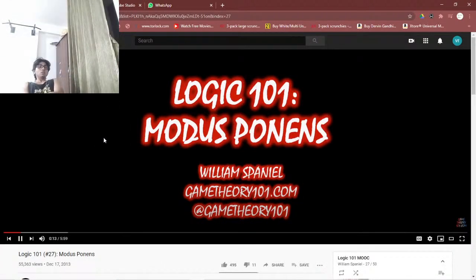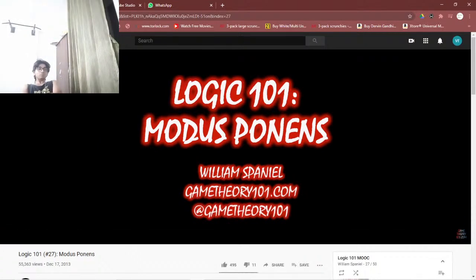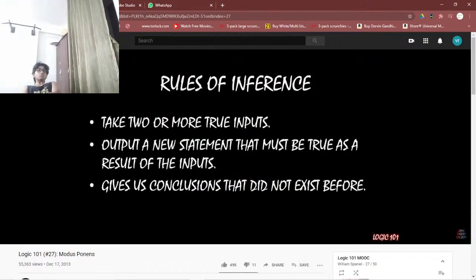But before we get to that, I first want to briefly talk about what we're doing in this unit in general. So what is a rule of inference? Well, what we're going to be doing throughout this unit is starting with two or more inputs. These inputs are true, and we sometimes might refer to these inputs as premises. And then using rules of inference, we are going to output a new statement that must be true as a consequence of the premises. So you have true inputs, you apply rules of inference, and you get a new output that is also true.